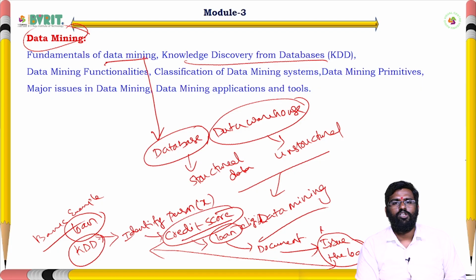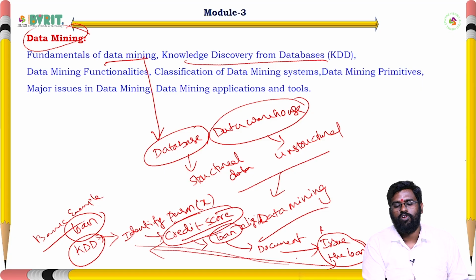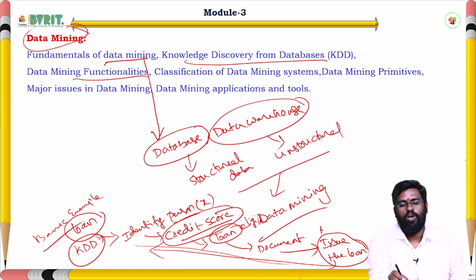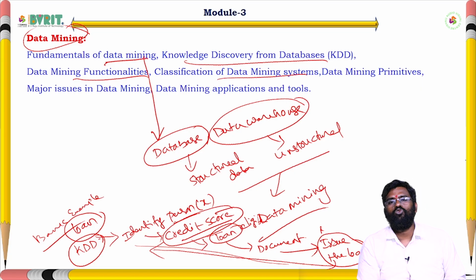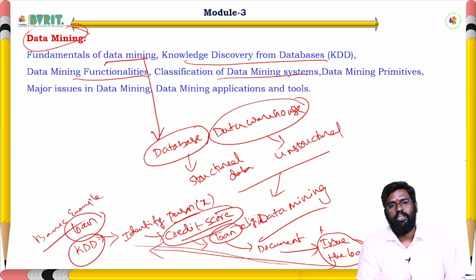Then data mining functionalities: for this, what characteristics are needed? We have to identify the person and what score we are identifying, and what features and properties we have to identify using the functionalities of data mining. Now classification of data mining systems means it may be used in machine learning techniques, knowledge related things, or data type related things. Everything we have to classify using the classification of data mining systems.